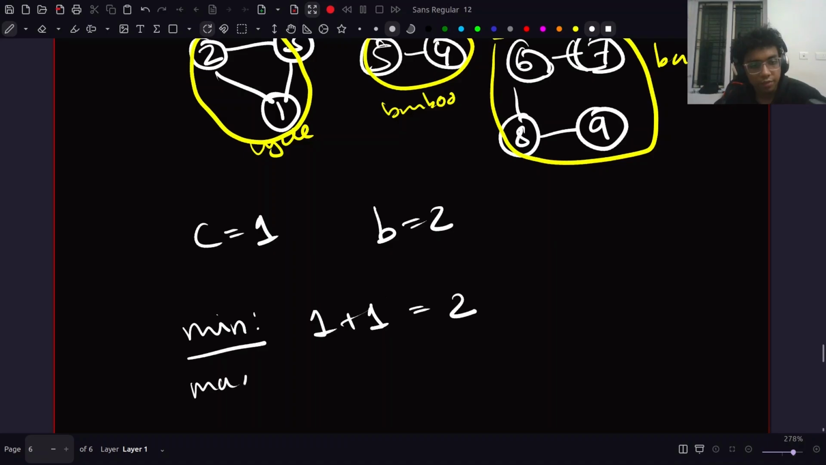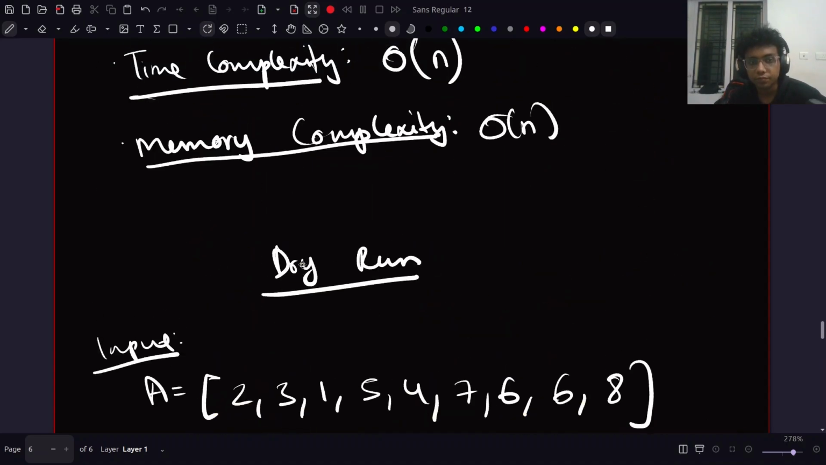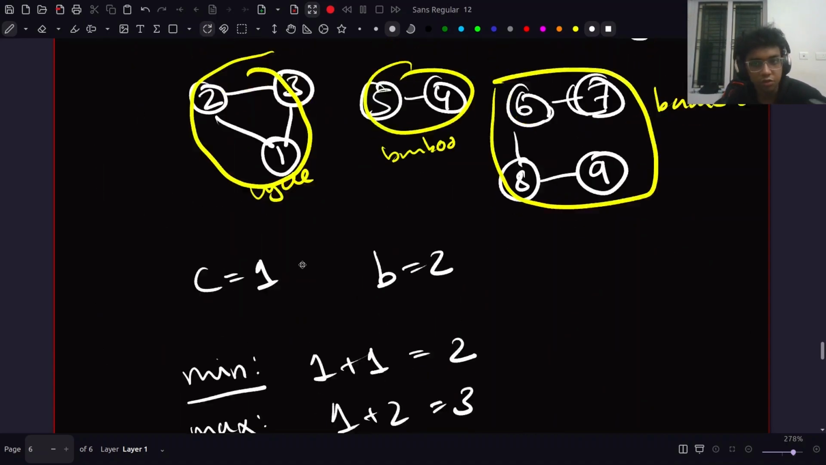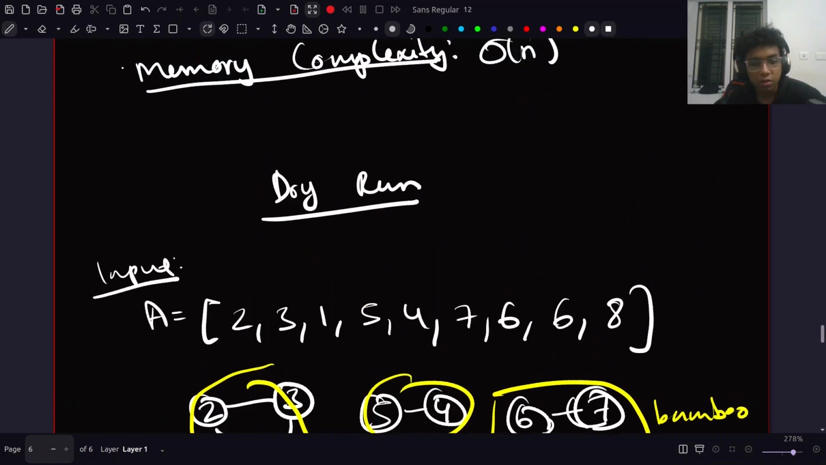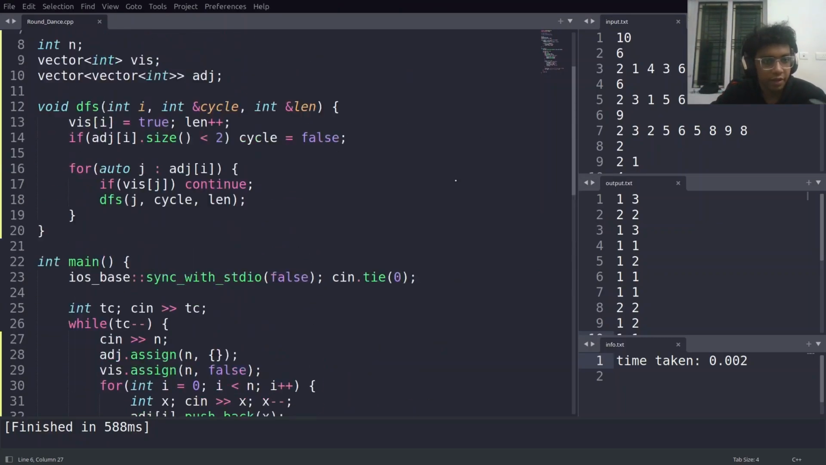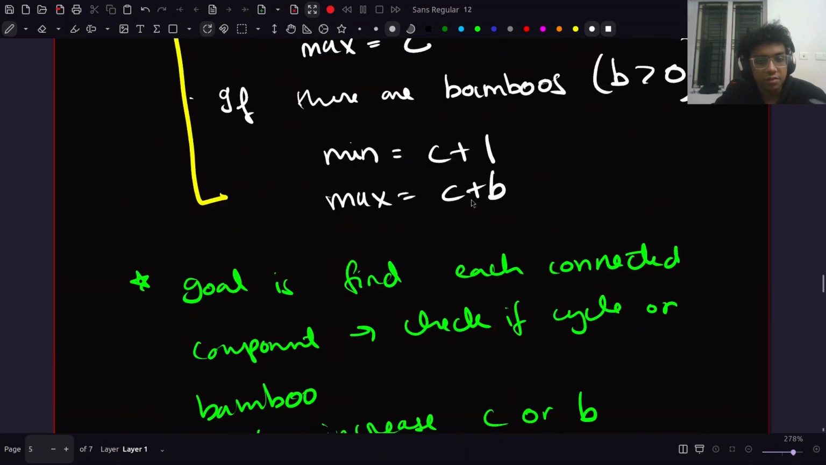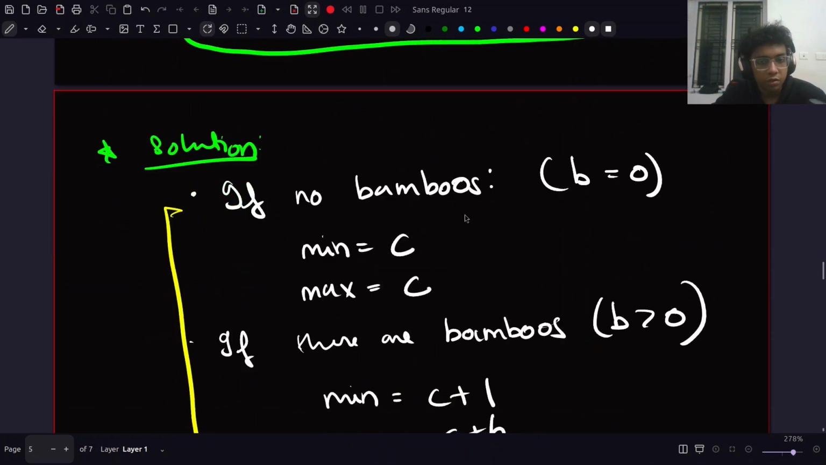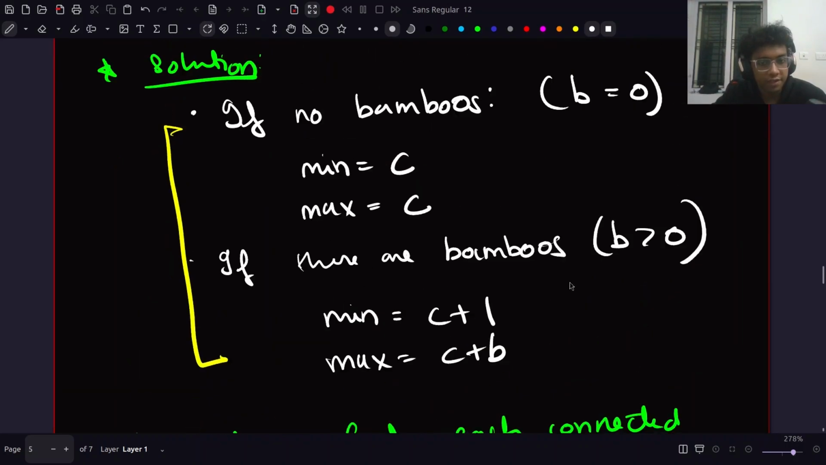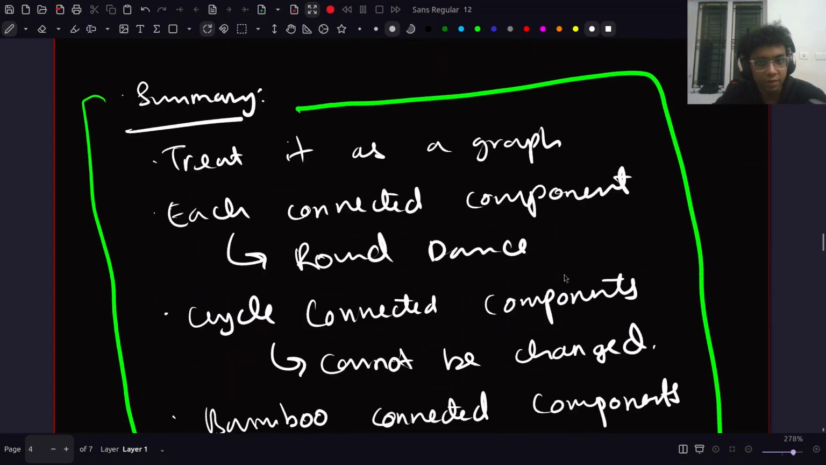And answer for max will again be C plus B, so that will simply be 1 plus 2 equals 3, right? So that's all for the answer to this question. Go through the code once if you didn't get it, right? The idea is a common idea of, for example, graphs of degree 2. The idea of splitting into cycles versus lines or bamboos is pretty common.